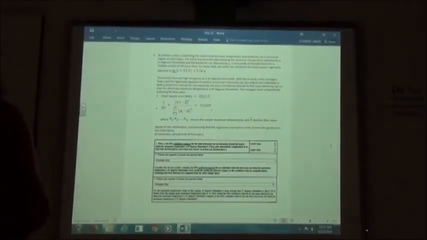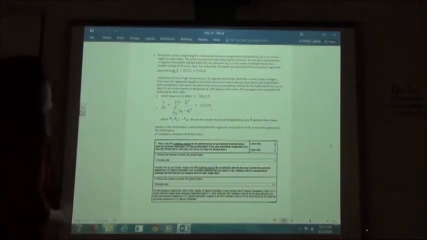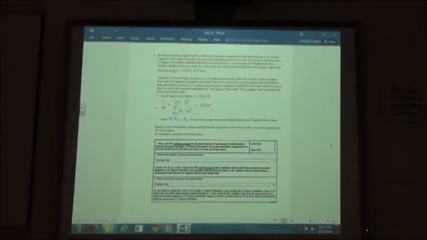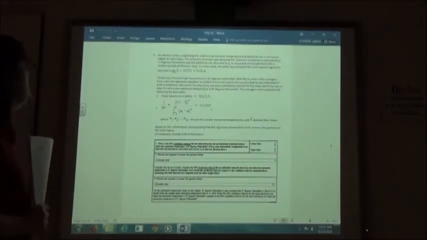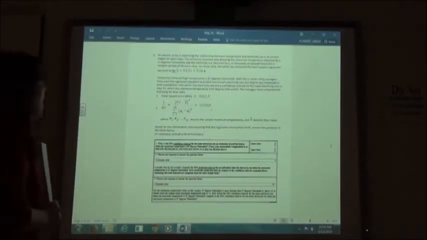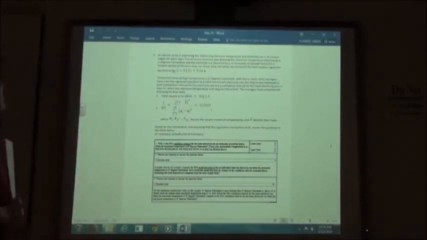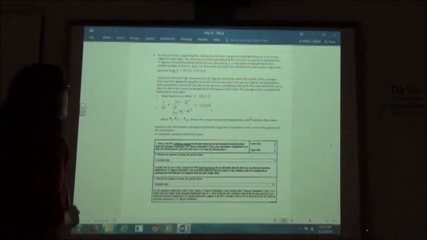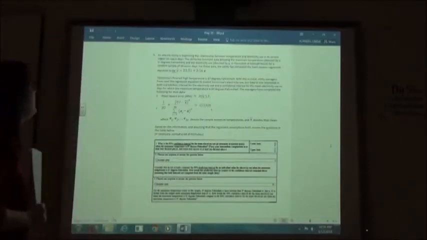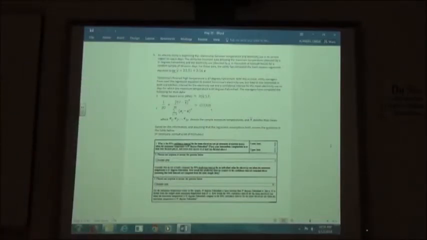All right, on number 5 here, it says an electric utility is examining the relationship between temperature and electricity use in its service region on warm days. The utility has bivariate data detailing the maximum temperature denoted by X in degrees Fahrenheit, and the electricity used denoted by Y in thousands of kilowatt hours for a sample of 30 warm days. For these data, the utility has computed the least squares regression equation to be y hat equals 55.51 plus 3.04x.